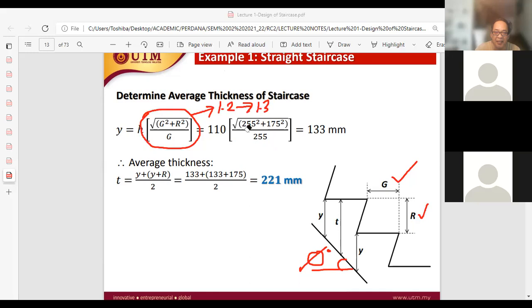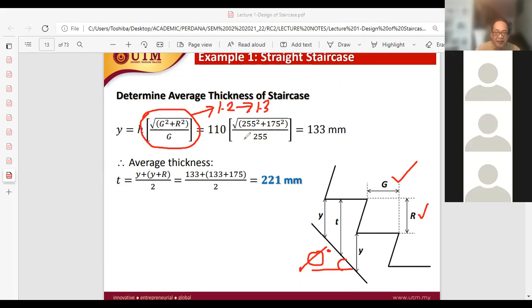Kalau kita evaluate di sini, this value sahaja, berapa dapat Hasnita? Kalau yang ini saja, 255 squared, okay, 255 squared campur 175 squared, square root kan dia, bagi 255. Nilai di sini sahaja. 1.21. Okay. So dia lebih kurang between 1.2 to 1.3. That is for normal R dengan G lah untuk public buildings lah.